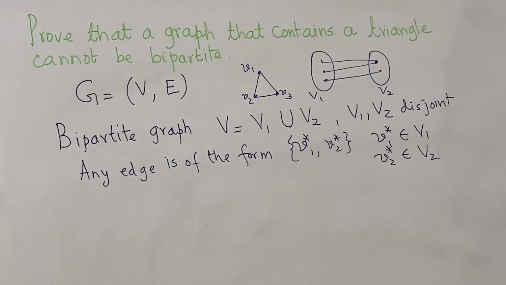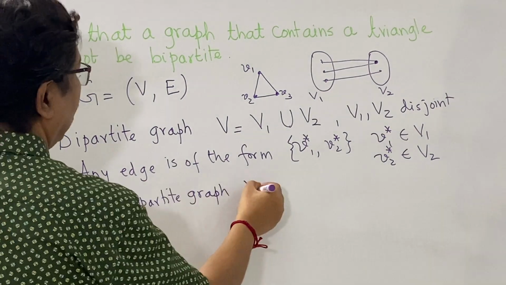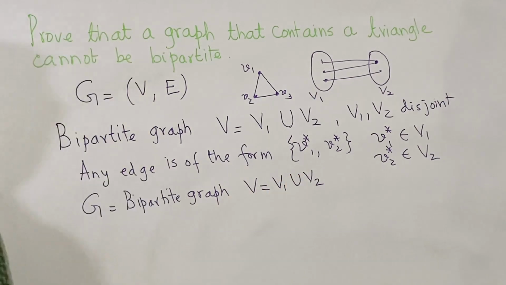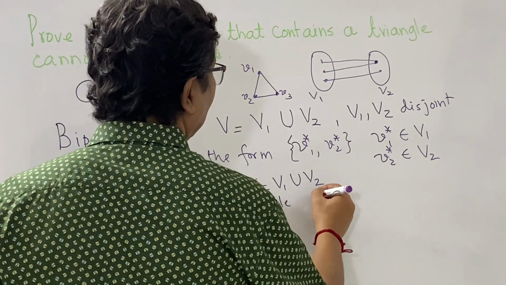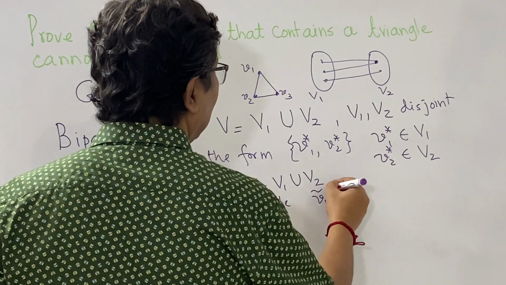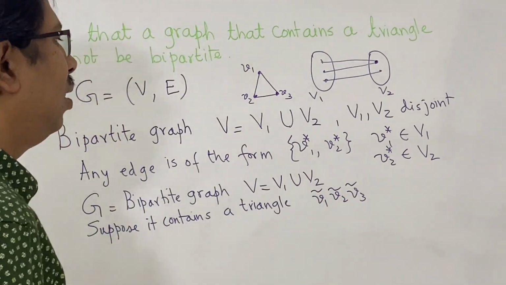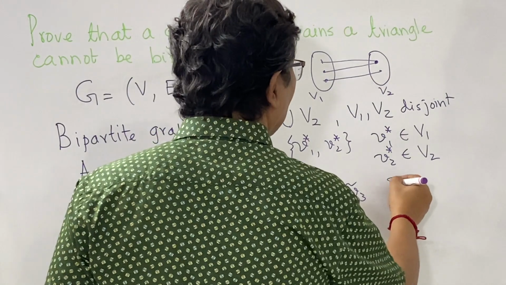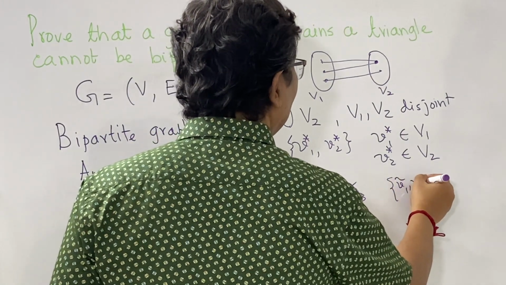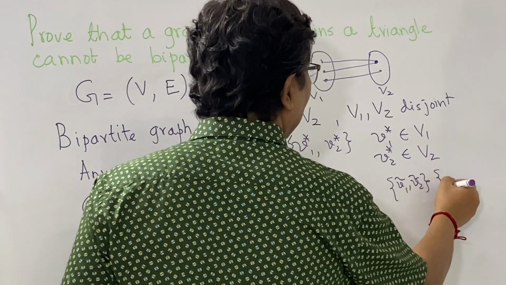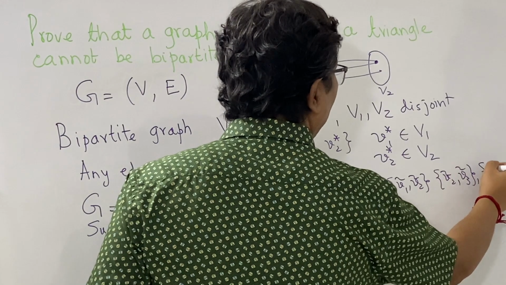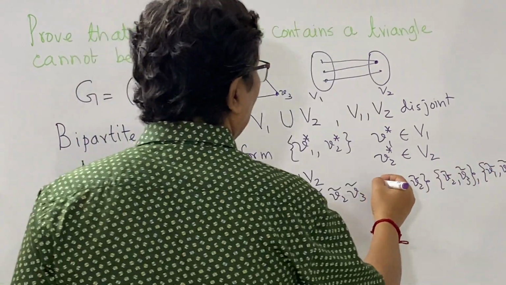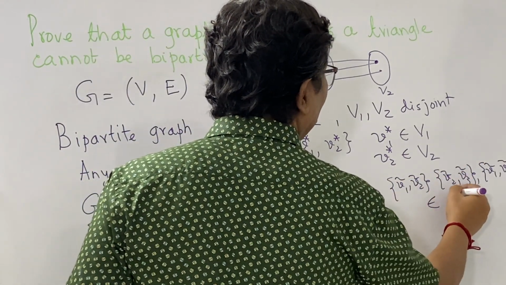Now let G be a bipartite graph with V equal to V1 union V2, and suppose it contains a triangle. That means there are three vertices, let us call them V1 tilde, V2 tilde, V3 tilde, such that there is an edge between V1 tilde and V2 tilde, an edge between V2 tilde and V3 tilde, and an edge between V1 tilde and V3 tilde. So all these three belong to the edge set.